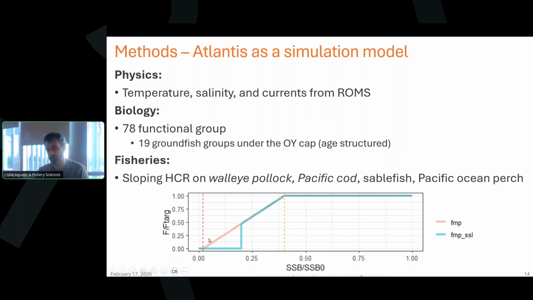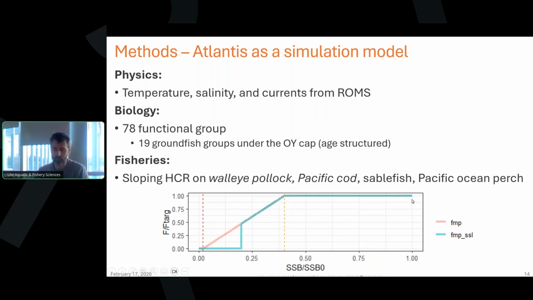The pink line, which you can only see a part of because it's under the blue line for the rest of it, is the standard sloping HCR. That orange dash line there is B40. That's 2% of B0, the red line where the fishery closes.